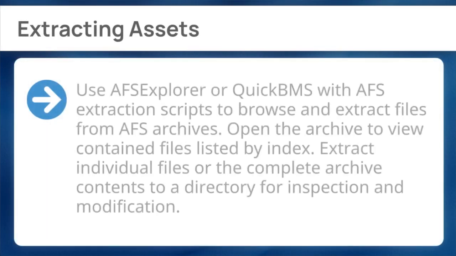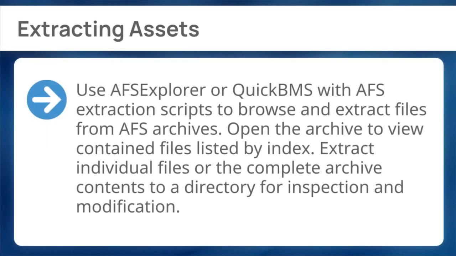First, extracting assets. Use AFSExplorer or QuickBMS with AFS extraction scripts to browse and extract files from AFS archives. Open the archive to view contained files listed by index. Extract individual files or the complete archive contents to a directory for inspection and modification.